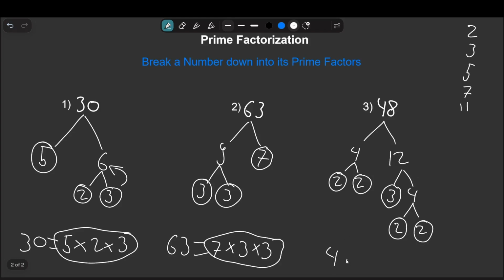So our final answer for the third and a bit more complicated example will be 2 times 2 times 3 times 2 times 2. This should be your final answer for 48. So this was the video on how to break a number down into its prime factors using the tree method.